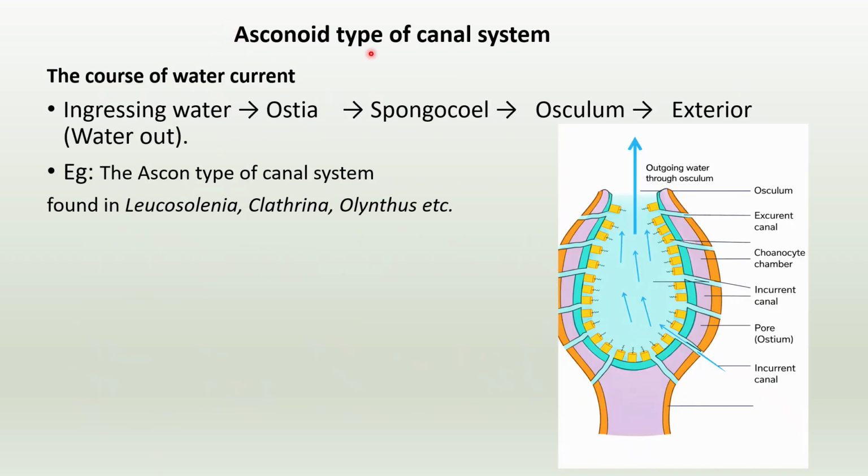Here you can see the asconoid type of canal system, and the course of water current moving through it. The surrounding seawater enters through the ostia, which are the pores, and from there moves on to the spongocoel, and from the spongocoel it is sent out through the osculum to the outside. The flow of water is maintained by the beating of flagella of the collar cells, and the rate of water flow is slow because the large spongocoel already contains water which cannot be pushed out through the single osculum.